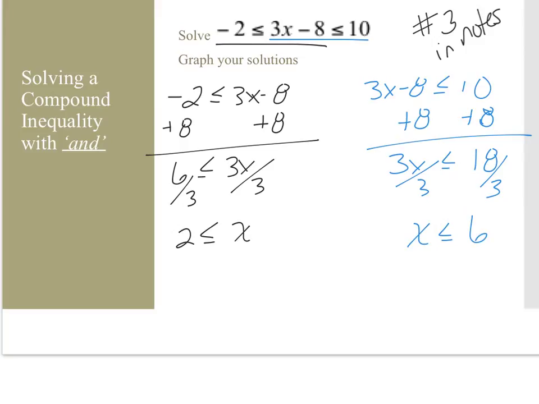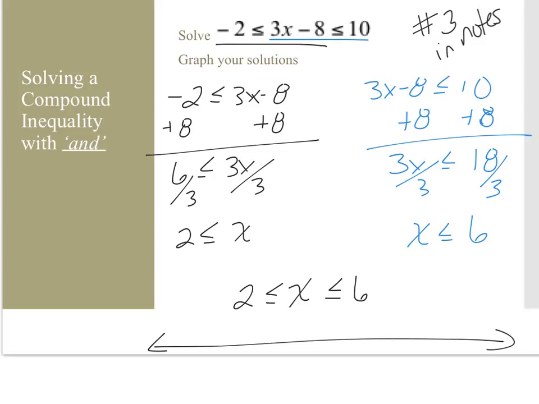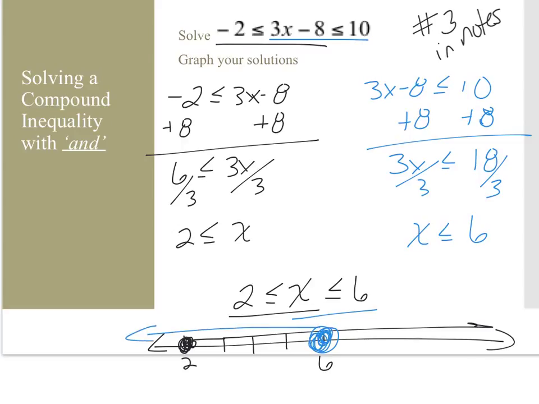So my final answer is 2 is less than or equal to x, and x is less than or equal to 6. When I go to graph that, that's 2, 3, 4, 5, 6. I probably didn't need quite as big. So my 2 is less than or equal to x. It's going to be a closed circle because there's an equal sign involved. And x is all these numbers greater than this. X is less than or equal to 6. It's going to be a closed circle again. And all the numbers this direction. So my solution is going to be a closed circle at both ends and a union of these two lines.